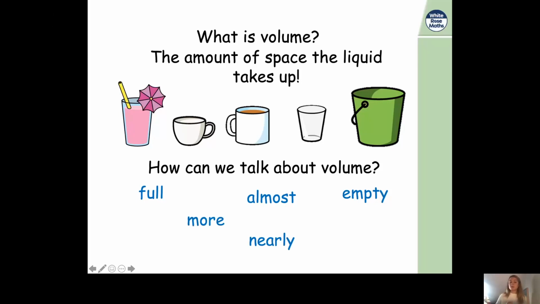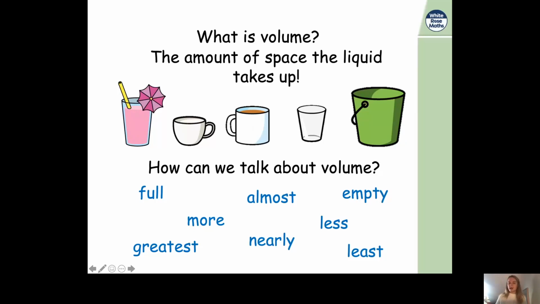Then we also can use more and less. Okay, so something has more liquid in it, something has less liquid in it. Something has more volume, something has less volume. And then we can finally use greatest or least. Okay, so the one that has the most liquid in it has the greatest volume, and the one that has the least amount of liquid in has the least volume.